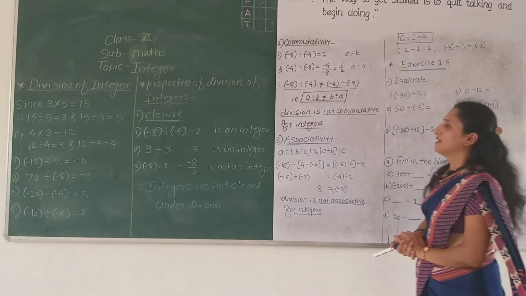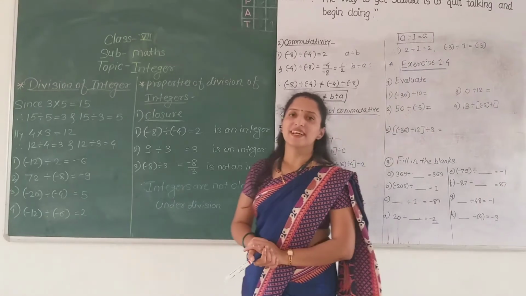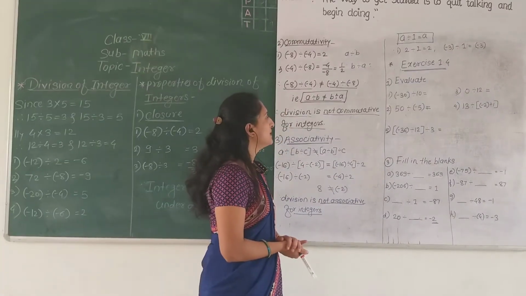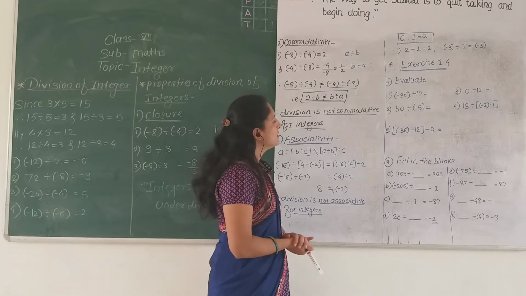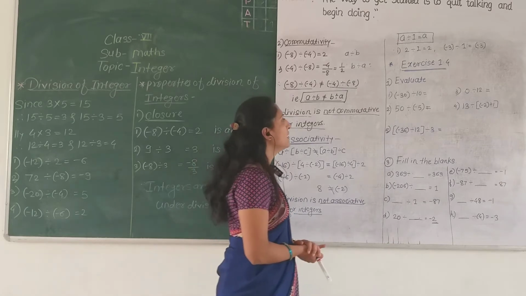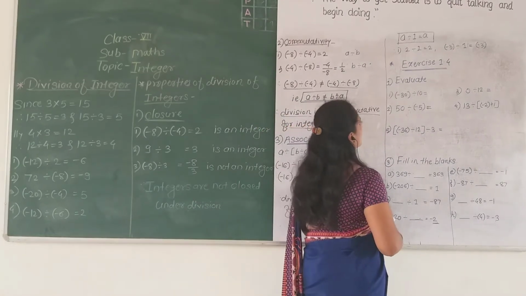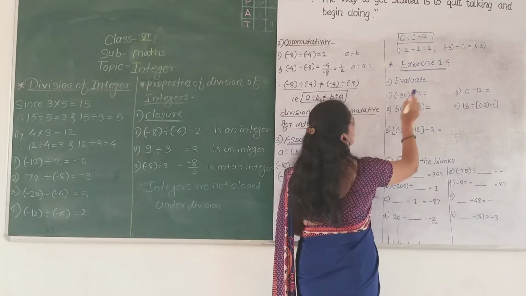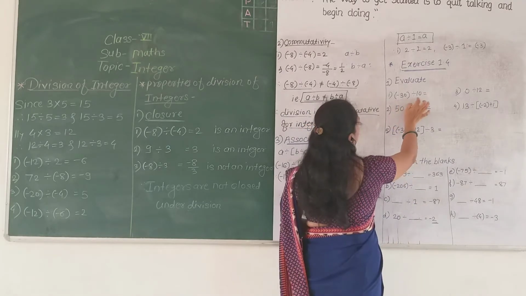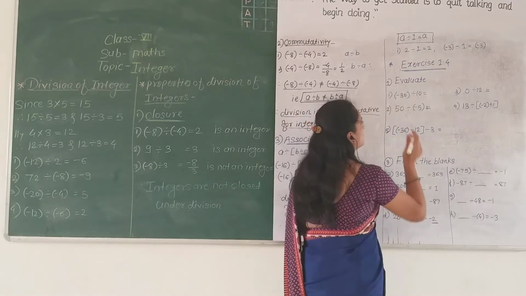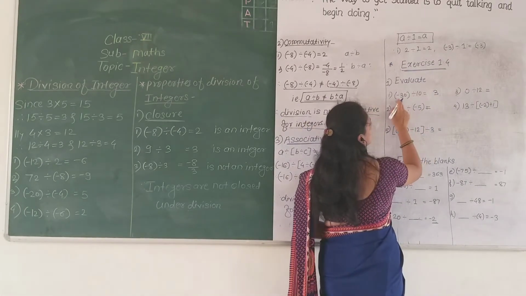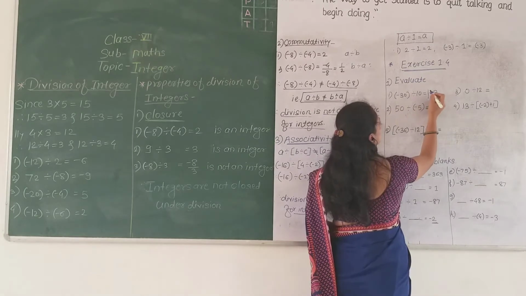Okay. Now we are going to solve exercise 1.4. Question 1. Look carefully. Evaluate. First question: negative 30 divided by 10. We just have to find the answers here. Negative 30 divided by 10. Now 10 threes are 30. So the answer is 3, but one of the integers is negative, so the quotient is negative.